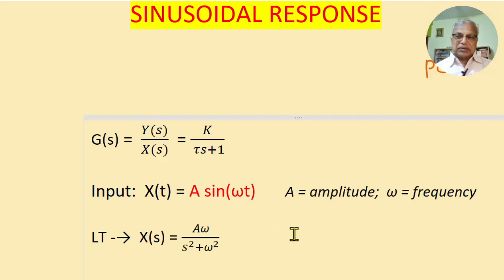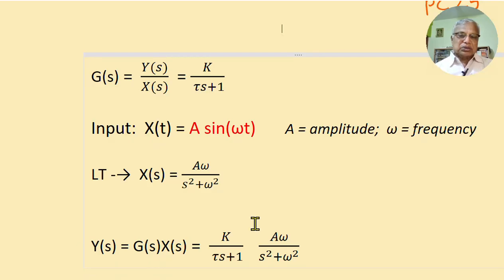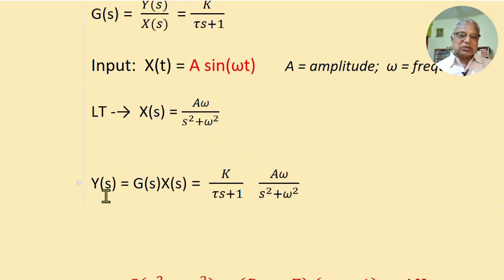The usual procedure: take the Laplace transform. X of s equals the Laplace transform of sin omega t, which is omega by s square plus omega square. Now substitute in the transfer function: y of s equals G into X, that is k by tau s plus 1 into A omega by s square plus omega square.